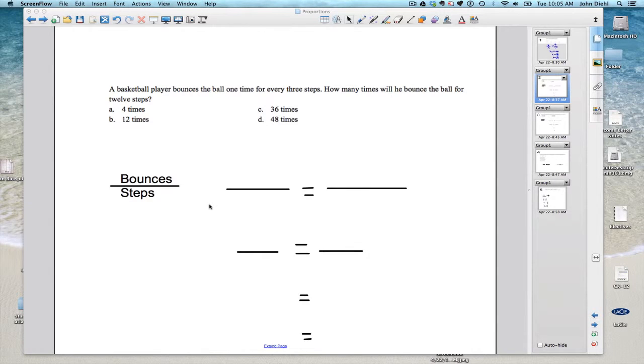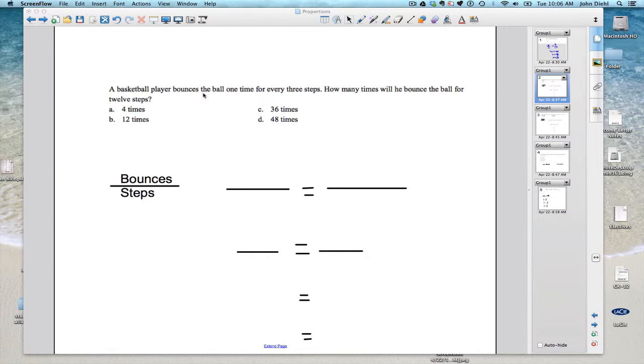Furthering our discussion on proportions, you're going to run across word problems that can be solved by using ratios and proportions. So let's take a look at an example. A basketball player bounces the ball one time for every 3 steps. How many times will he bounce the ball for 12 steps? So, classic ratio proportion problem.